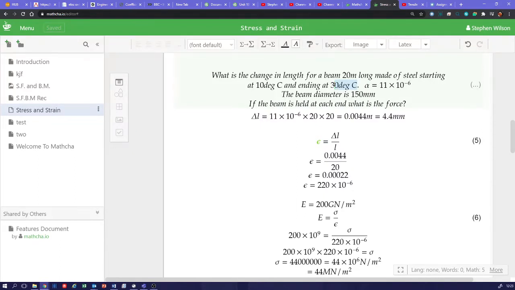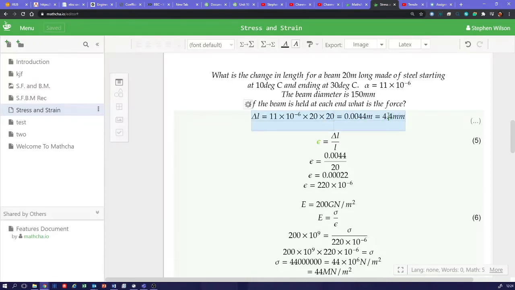What we've got to remember is that because it's a change in temperature, we don't have to convert to Kelvin, because a 1 degree change in Celsius is the same as a 1 degree change in Kelvin. So a change of 20 Kelvin and a change of 20 degrees Celsius are exactly the same. So for the change in length, we can answer that straight away. There's our coefficient of linear expansion, there's our 20 meters long, and there's our 20 degrees change in temperature. And there's our answer.